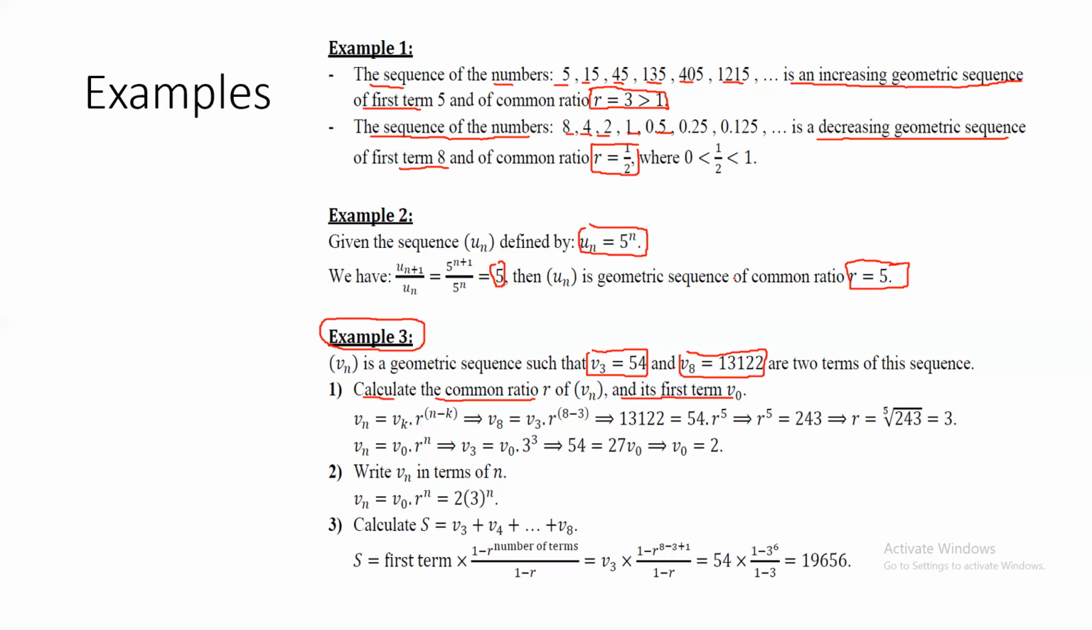I have this rule: Vn equals Vk times r to the power n minus k. Here k is the smaller index and n is the larger. So I put V8 equal V3 times r to the power 8 minus 3.